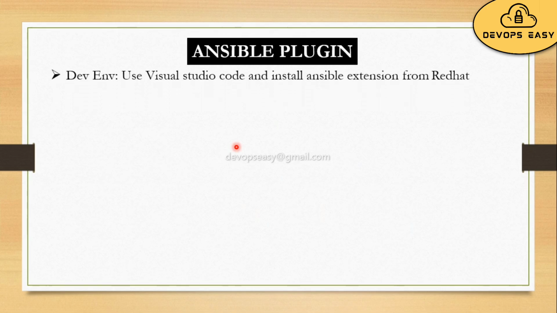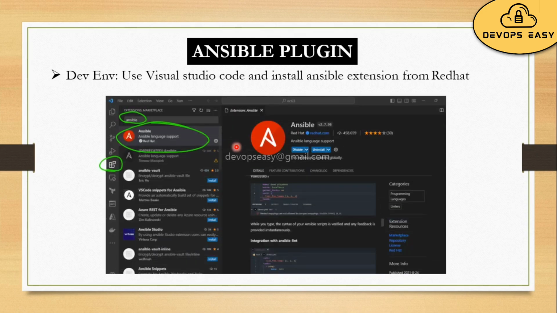So you need to have Visual Studio Code, okay? And you need to install the Ansible extension. I told you, Ansible was acquired by Red Hat. Try to have Visual Studio Code in your system and try to download the Ansible plugin.